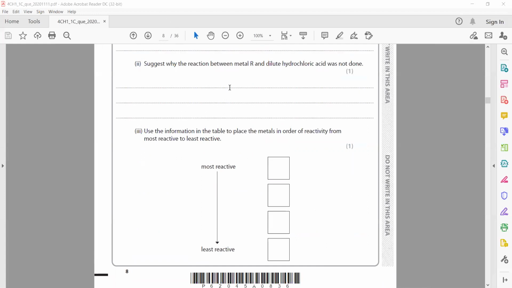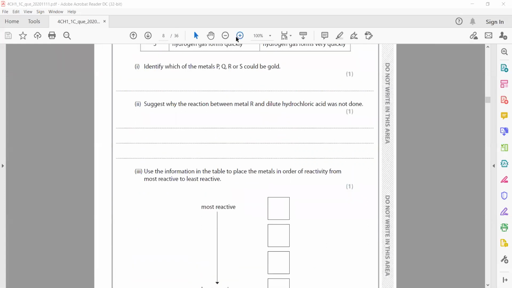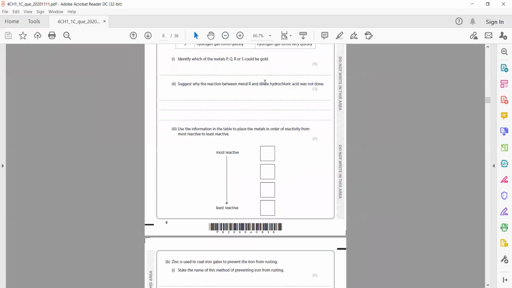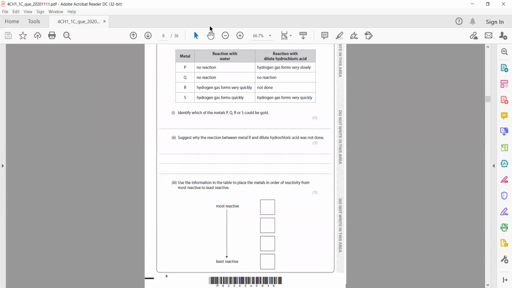Use the information in the table to place the metals in order of reactivity, the most reactive first. So which one is the most reactive? When you check the table, the most reactive is R, followed by S, then P, and at the last Q will be there.